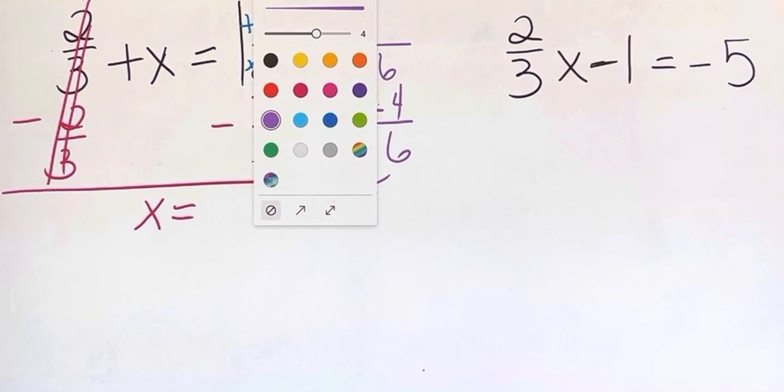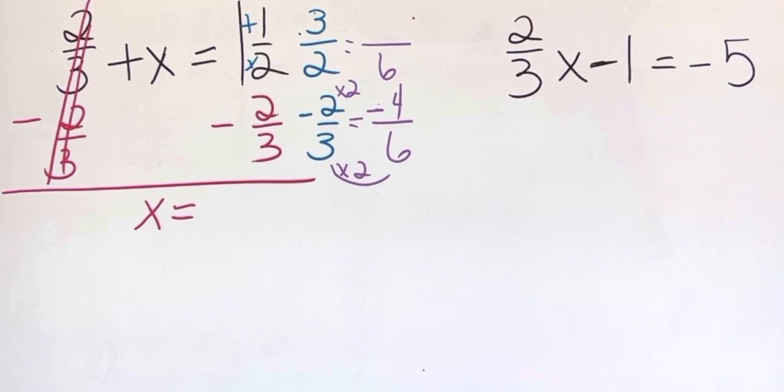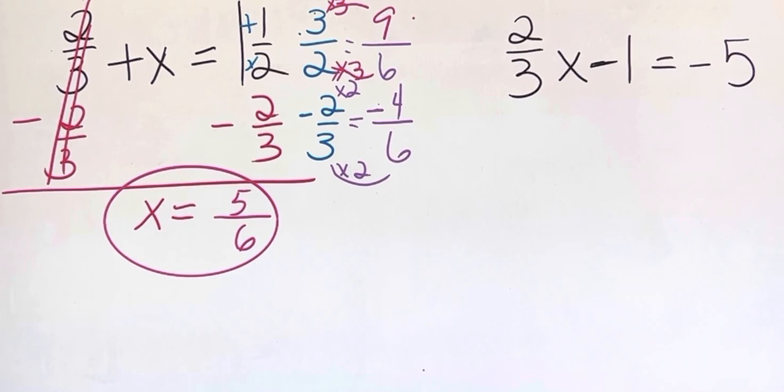For the next one, let's change color so we can see it better. The next one, I have 2, and I have to see what math do I do to get to 6. I multiply by 3. And so if I do it on the bottom, I have to do it on the top, and 3 times 3 is 9. So I have 9/6 minus 4/6. The denominator stays at 6, and 9 minus 4 is 5. My answer would be 5/6.